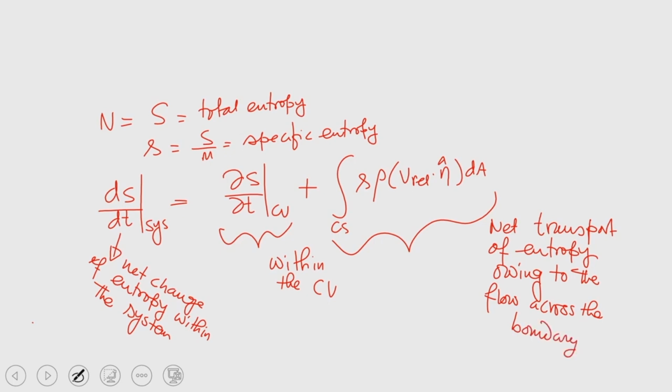Basically, this quantity on the left-hand side we know, because the change of entropy for a control mass system we know. Knowing this quantity, we can write the net change of entropy within the control volume. To do that, we also need to know the net transport of entropy owing to the flow across the boundary. Why? Because, as I told you, if we try to find the mathematical expression of W in, which is needed to run the pump, we need to know this. I will be explaining soon.